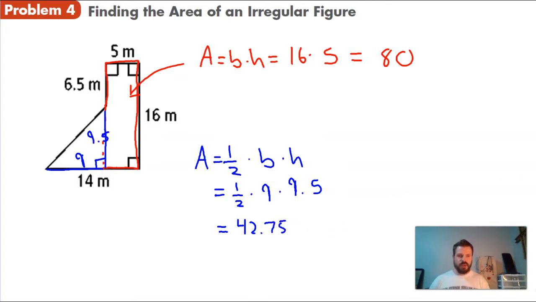And then my total area will just be adding the two of those together, the 80 plus the 42.75, which will give me 122.75, and we can say meters squared for a final answer.